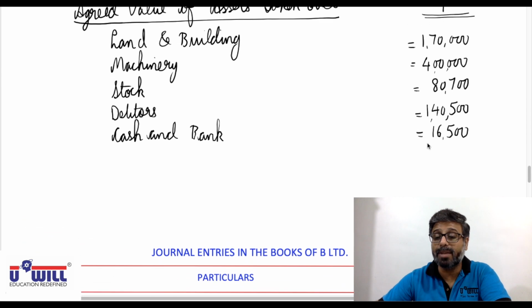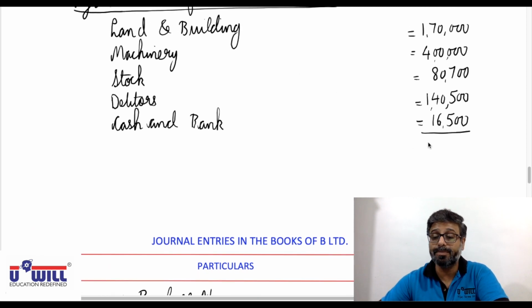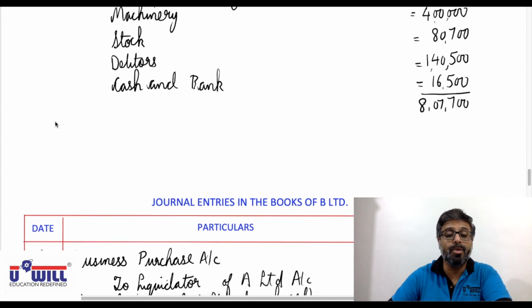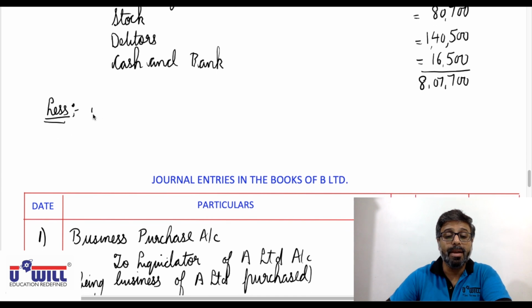So total agreed value of assets taken over, if we add this, then 1,70,000 plus 4 lakhs plus 80,700 plus 1,40,500 plus 16,500, 8,07,700. From that we will subtract agreed value of liabilities taken over. So less agreed values of liabilities taken over.